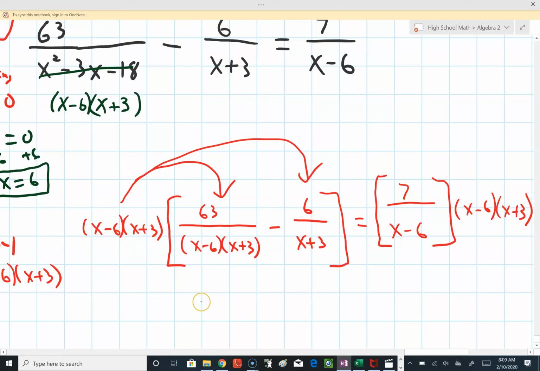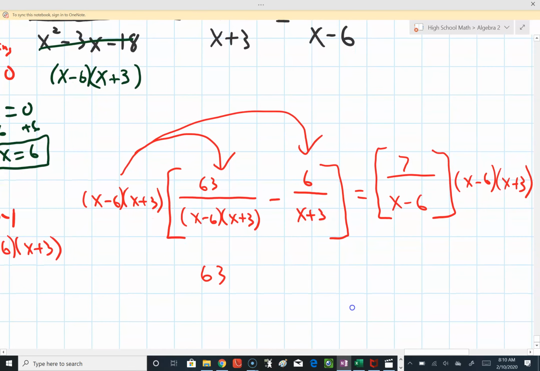We will be left with only 63. The whole reason we're multiplying by the least common denominator is to get rid of all these fractions. Okay? Now, I'm going to multiply this whole thing by this one. Well, the x minus 3 will cancel with the x minus 3. The x plus 3 will cancel with the x plus 3, leaving 6 times this other factor, x minus 6. The subtraction stays the same. 6 times x minus 6.